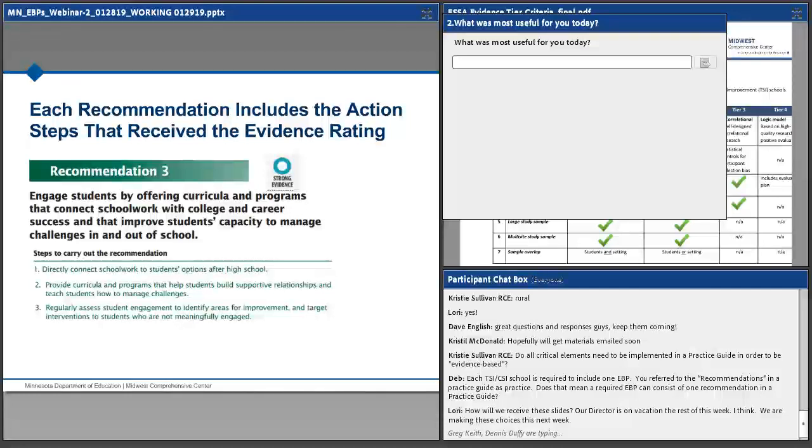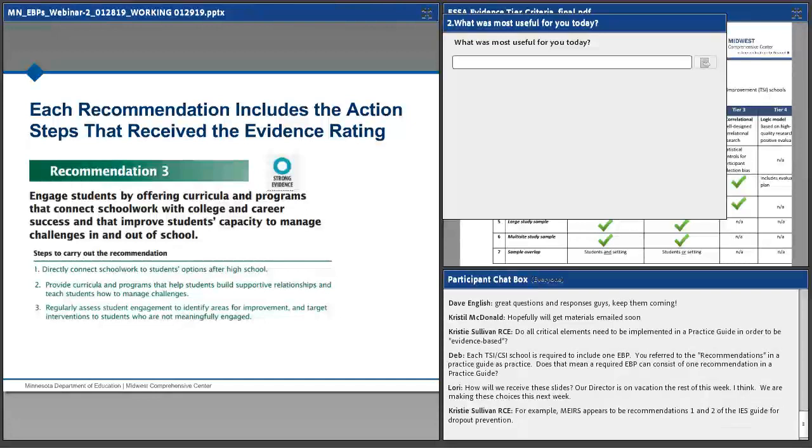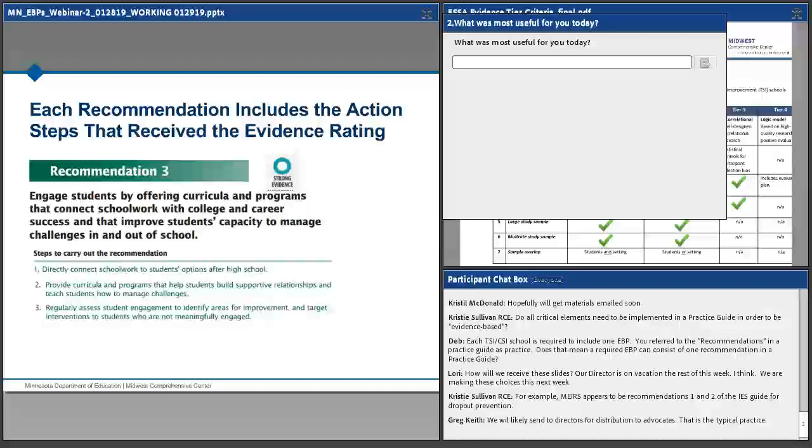So looking at this slide, I'm noting here that for each recommendation, there are a number of action steps that are included in the guide that must be met in order for the evidence rating to be met. In other words, there was a panel that looked at all this research, and they said, if somebody's comparing what they're doing to this research, they need to make sure that what they're doing at least follows these minimum steps in order to consider what they're doing equivalent to the research that we're evaluating here.